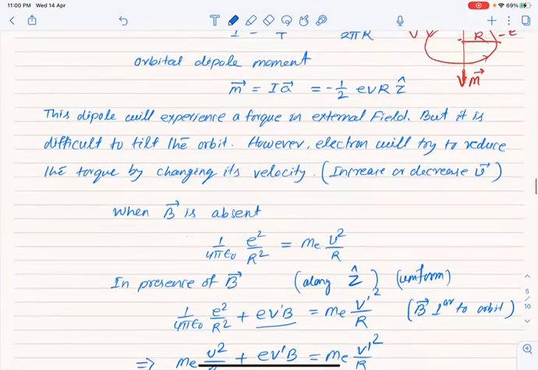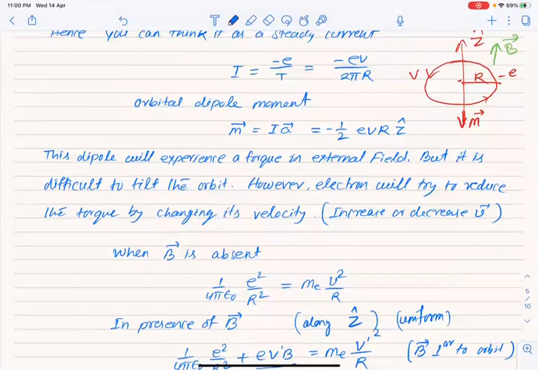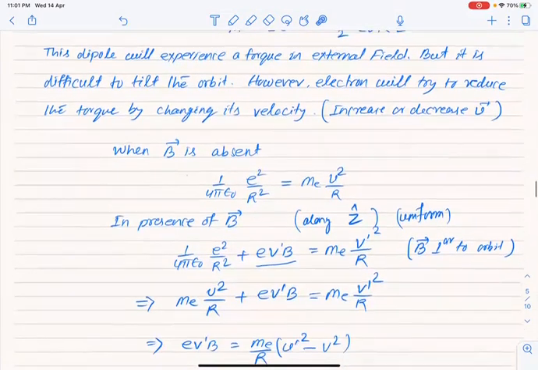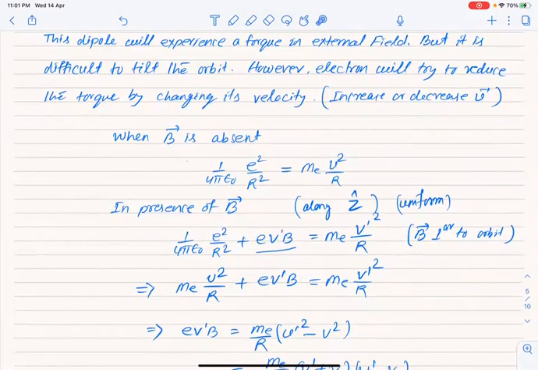Now, because you have an orbital dipole moment associated with this orbital velocity of the electron, this will experience a torque in a magnetic field. However, it is very difficult to tilt the orbit. Okay, you should now know this, that it's very difficult to tilt the orbit, and then how will you reduce the torque? So one way to reduce the torque is to change its velocity. Depending upon the orientation of the B, you can either increase or decrease your velocity V, which will effectively reduce the torque. So that's why if you have a magnetic field B, your velocity now has changed.